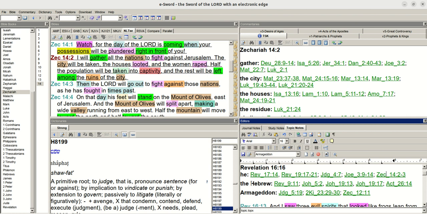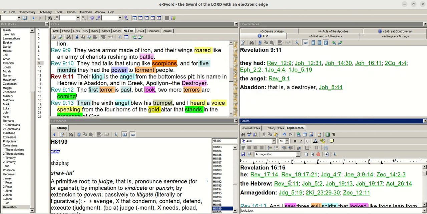And then they've got these other references. The Hebrew, we can click on to 9:11. Their king is the angel from the bottomless pit. His name in Hebrew is Abaddon, in the Greek Apollyon, the destroyer. The first terror is past, but look, 2 more terrors are coming.